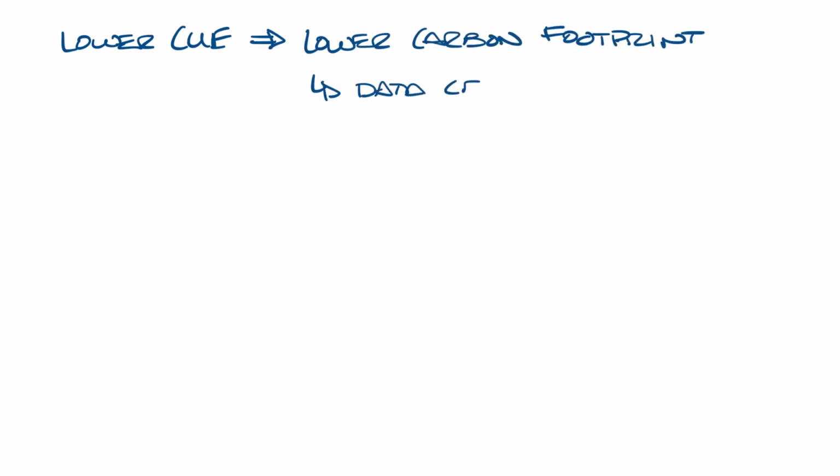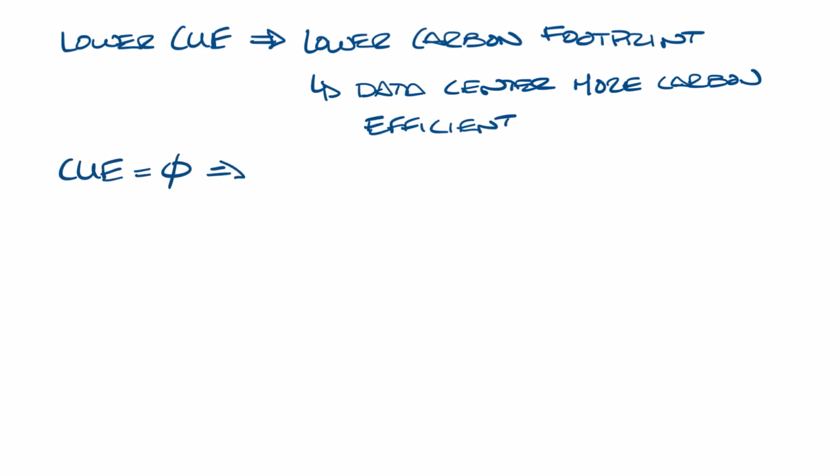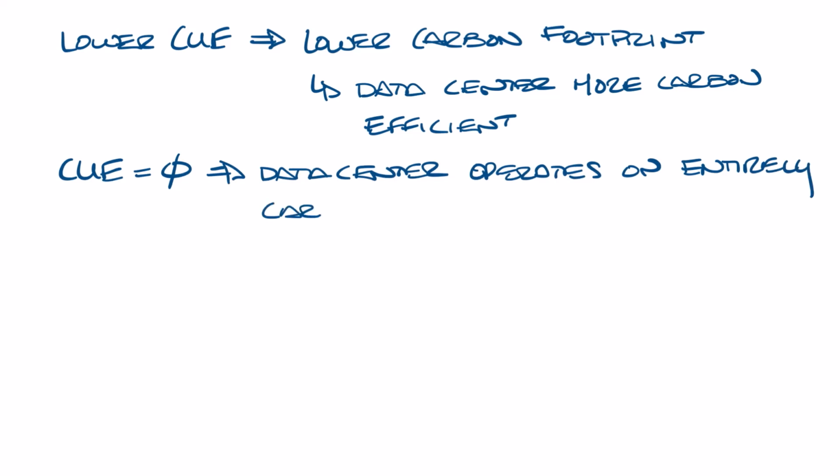Let's move this over and make room. A lower CUE indicates a lower carbon footprint, meaning the data center is more carbon efficient. The minimum value of CUE can be 0, indicating a data center that operates entirely on carbon-free energy sources.